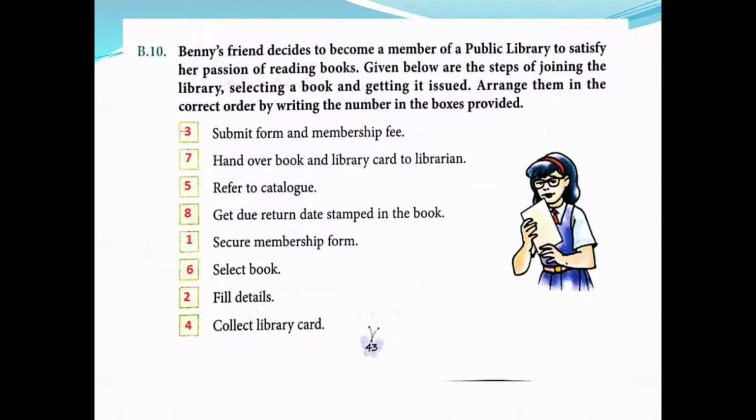Benny's friend decides to become a member of a public library to satisfy her passion of reading books. Given below are the steps of joining the library, selecting a book, and getting it issued. Arrange them in the correct order by writing the numbers in the boxes provided.